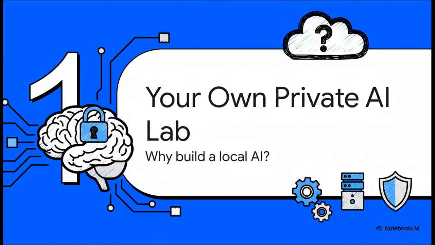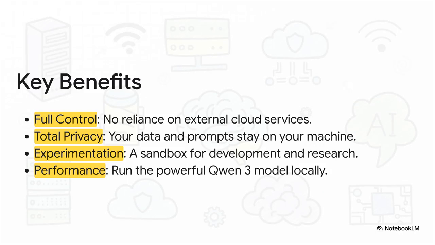Okay, so first things first, let's tackle the big question. Why even bother doing this? I mean, what's the big deal about running an AI locally anyway? Well, the advantages are just huge. We're talking full control. Nobody can shut it off, nobody can change the rules on you. You get total privacy, which is absolutely critical for any sensitive work. It becomes your personal sandbox for just endless experimentation. And we're not talking about some watered-down model here. We're going to be running the incredibly powerful Qwen 3.